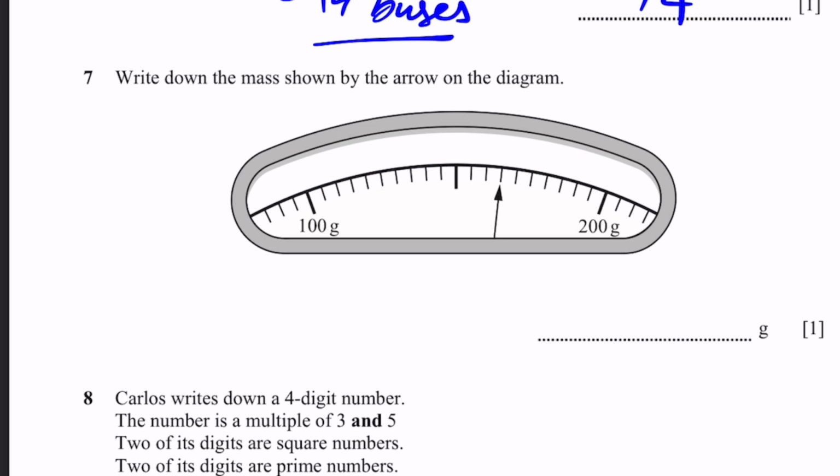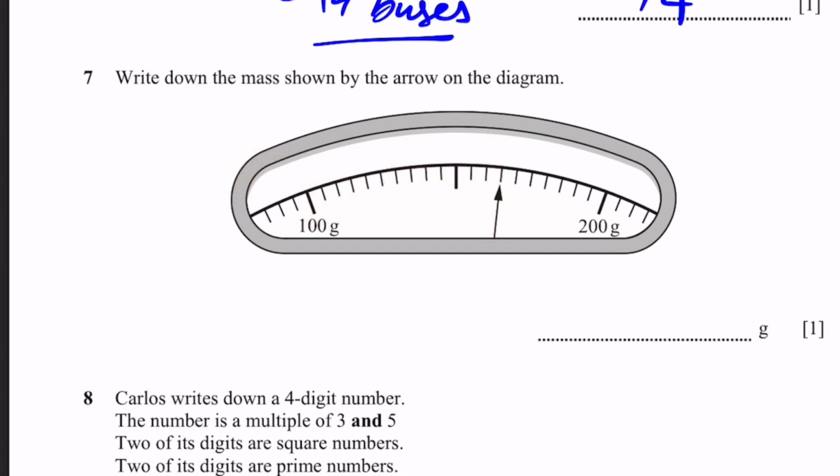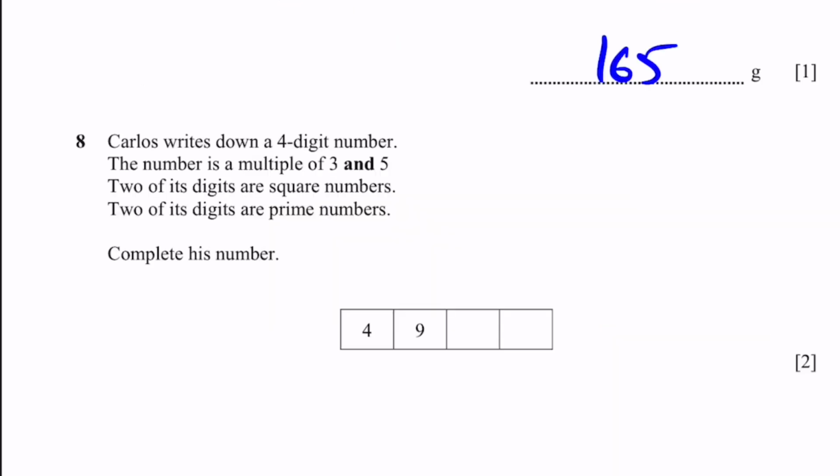Question 7. Write down the mass shown by the arrow on the diagram. So 100 to 200, if you count these, there will be 20 small divisions in between. So one small division is 100 by 20, which is 5 grams. Now we have 1, 2, 3, 4, 5, 6, 7, 8, 9, 10. And then we have 11, 12, 13 small divisions from 100 to this value. That'll be 100 plus 5 times 13, which is equal to 165 if you did it correctly. That's the answer.